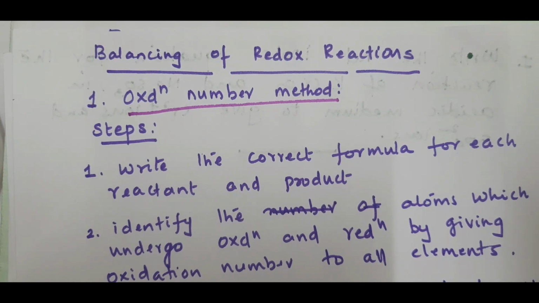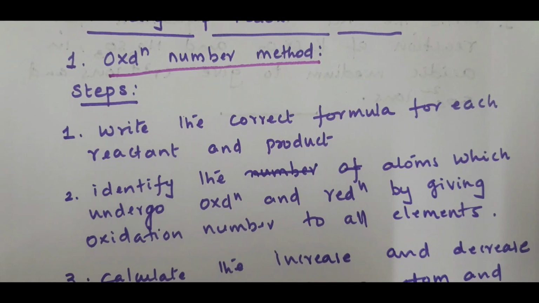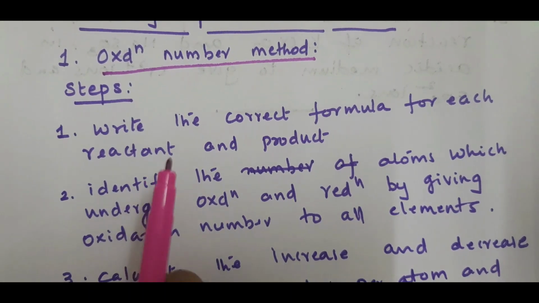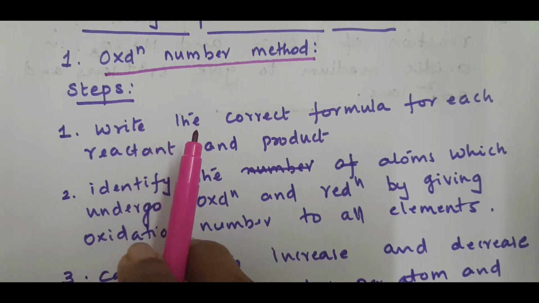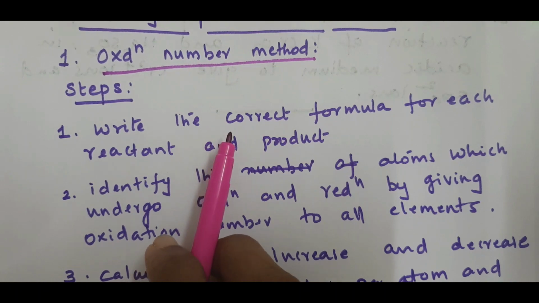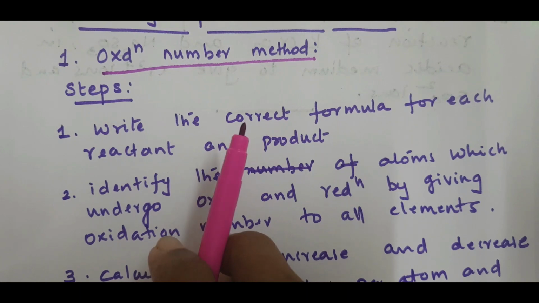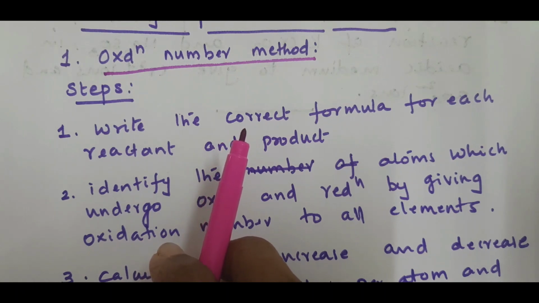There are certain steps or rules to be followed while balancing the redox reaction by the oxidation number method as well as the half reaction method. Okay, so the first is, whatever reaction we are writing to balance, you have to get the correct formula for the reactants and products. For that matter, in any reaction, to balance a chemical reaction, you have to know the correct formula.